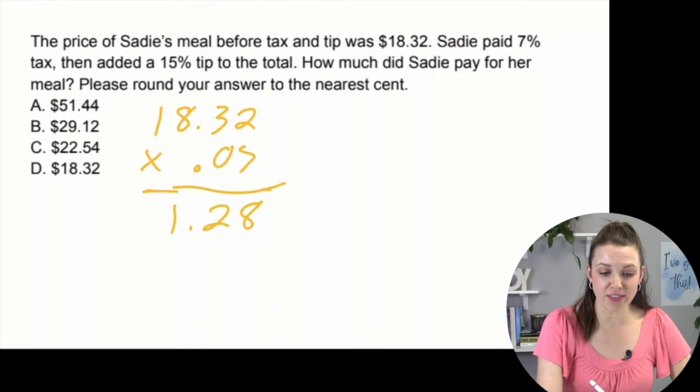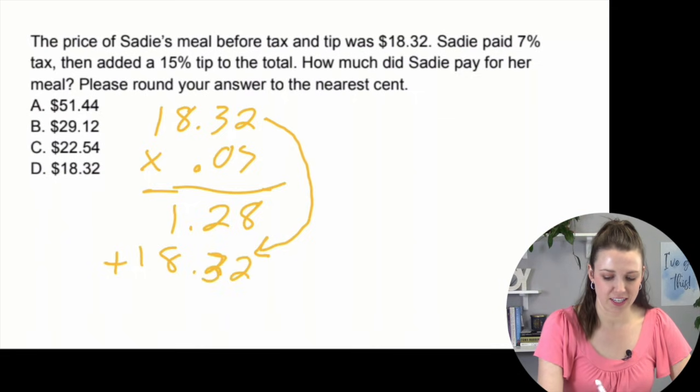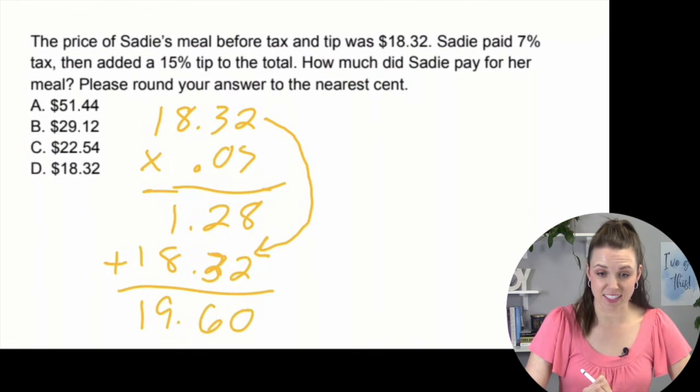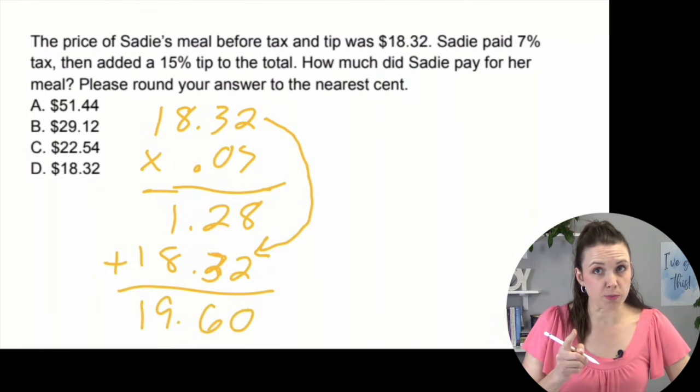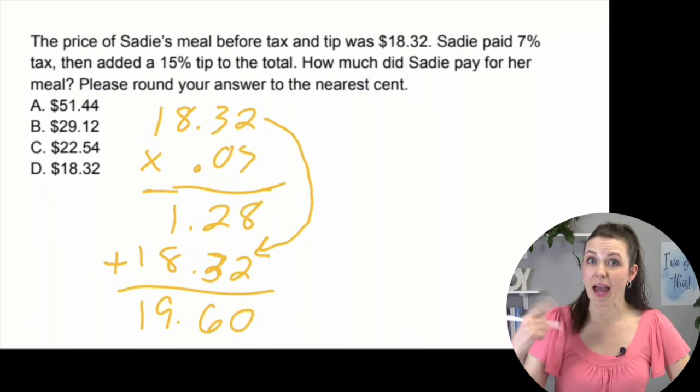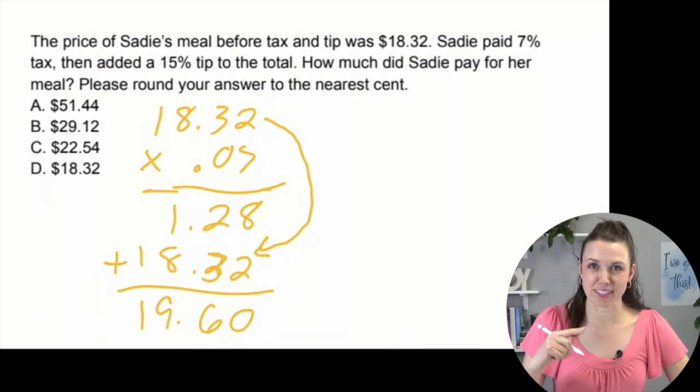But we're going to add the total. So we're going to take this $18.32 and add that to the tax. Whoops, 32. And we get $19.60. Now, Sadie's a nice person and she's providing the tip after tax, not before tax.